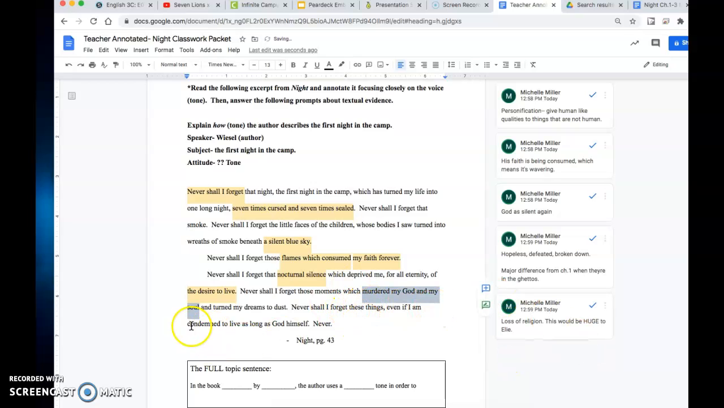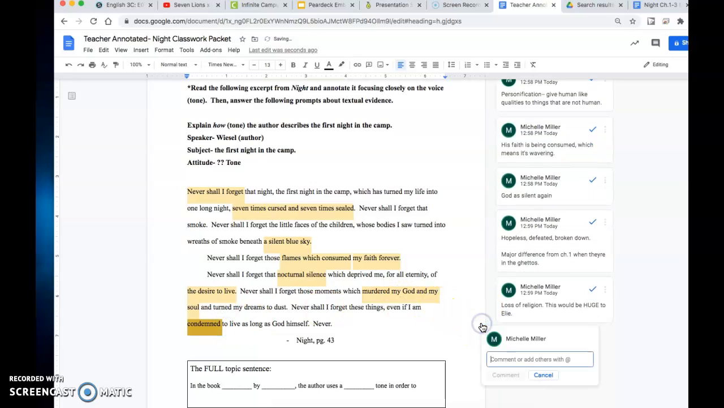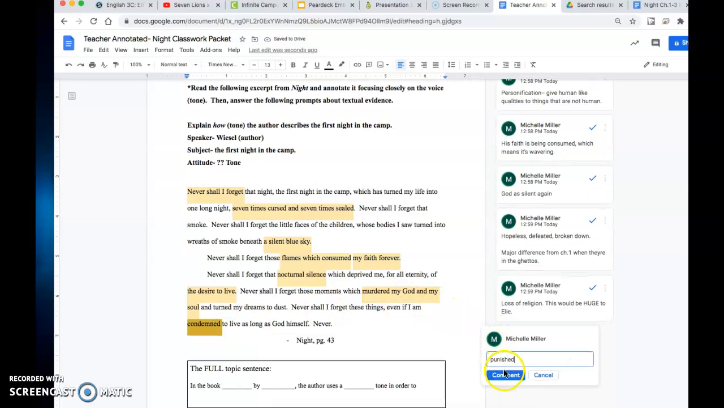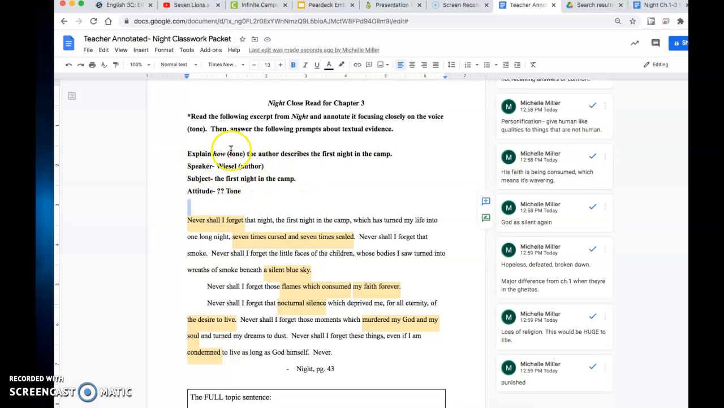Never shall I forget these things, even if I am condemned or punished, to live as long as God himself, never. But we've annotated our passage and got to know it a little bit more. If you go back up to where we were trying to decide the tone, it's your job now to decide, how does Elie Wiesel feel about his first night in camp? He's not having a good time. He's quite depressed. You might say miserable. He's angry. We've heard confused, questioning, traumatized, disheartened. Any of those words would work.